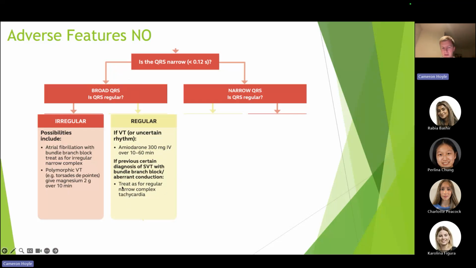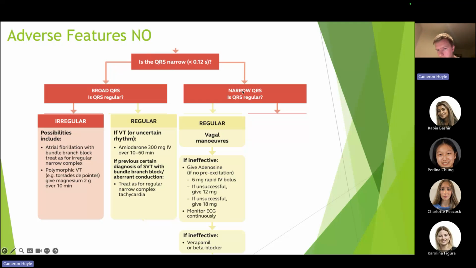It does mention here if there's SVT with bundle branch block and all of this, treat for a regular narrow complex tachycardia. However, that decision would need to be made by a senior decision maker or a cardiologist. In practice, as a junior level resident doctor, I would 100% just treat it as a VT.